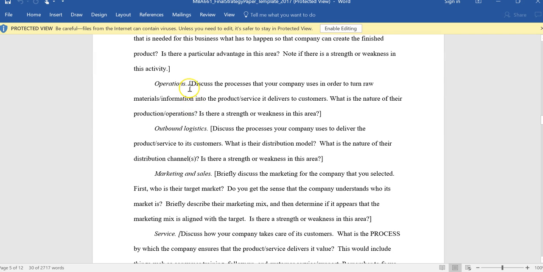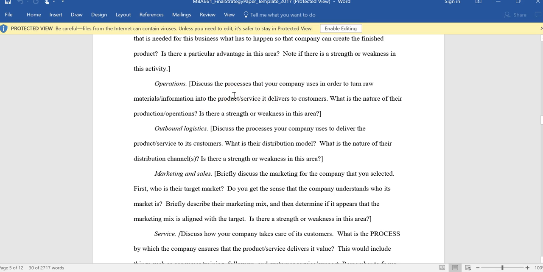Then we get to operations, which is, what do they actually do? If it's manufacturing, it's how do they turn all of these raw materials into the thing that they are actually trying to sell. So in manufacturing, it's making the product, and if it's a service-oriented business, then it has to do with what they actually do. So this is doing the tax return or doing the operation of the procedure that a doctor might be doing.